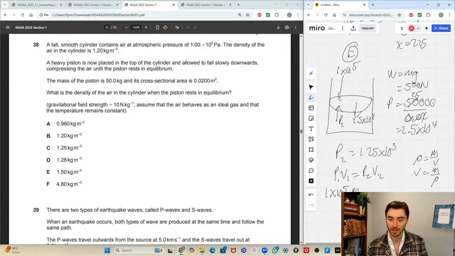So V1 is the mass over the first density, which is 1.2, is equal to 1.25 times 10 to the 5 over the new P. M's cancel. The 10 to the 5's cancel. So multiplying this up, you get the second density is 1.2 times 1.25, which is 6 over 5 times 5 over 4, cancels, 3 over 2, 1.5, E, done.